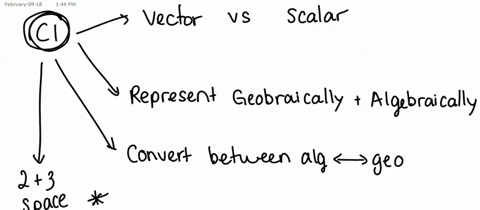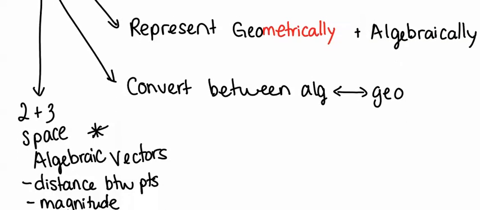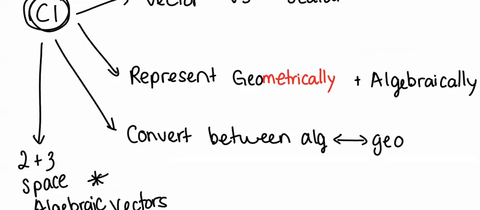Okay, so in C1 we've got 4 tasks. We have to figure out what a vector quantity is versus a scalar quantity. We have to represent vectors geometrically and algebraically. Did anyone realize I spelled that wrong? And we have to convert between algebraic and geometric vectors, and then we're going to talk a little bit about 2 and 3 space and algebraic vectors and the distance between them and their magnitudes.